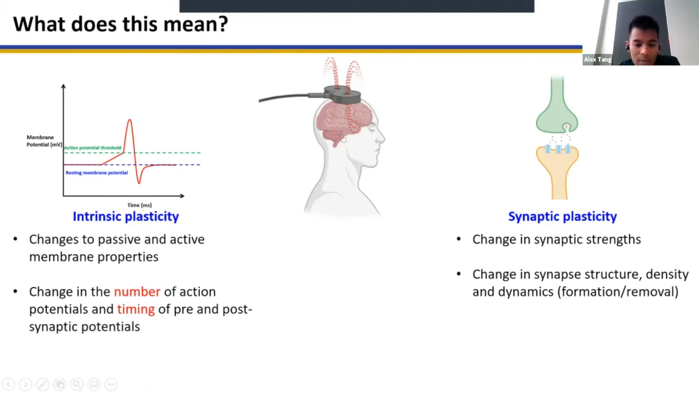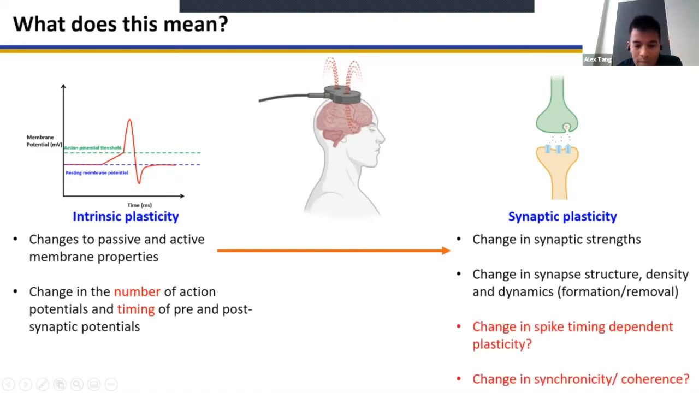And my current working hypothesis is that while rTMS can drive synaptic plasticity in its own right, and intrinsic plasticity in its own right, perhaps by driving changes in intrinsic plasticity, this is feeding into synaptic plasticity, because the number of action potentials and the timing that these action potentials arrive at the pre and post synapse are the code or the information that synapses use to generate plasticity.